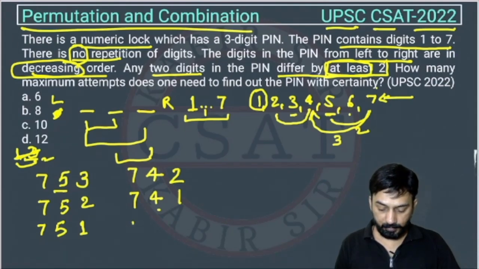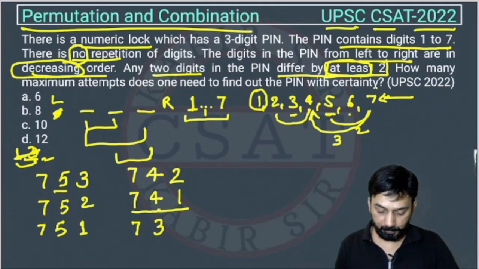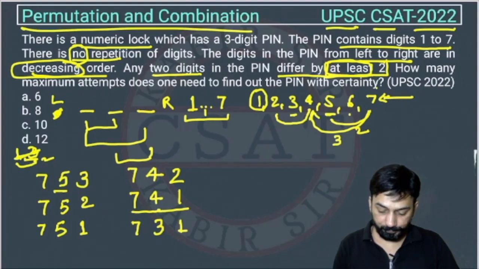With 7, can we take 3 here also? If we take 3, then with 7, 4 all possibilities are already considered. Now 7, 3, then the next term will be 1 because the difference is 2 here. So no other password can be generated with 7, 3. Now can we take 7 and 2? If we take 2, we cannot take 1 here.